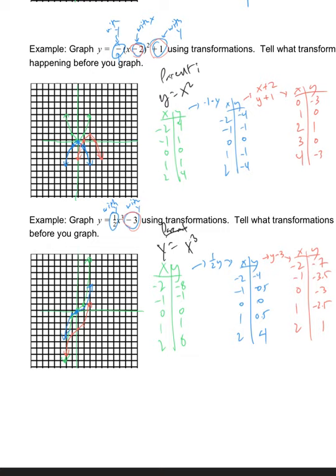So essentially, it's drawing the parent graph, determining what transformations are happening to the x and to the y, doing the multiplication steps first, and then doing the addition and subtraction.